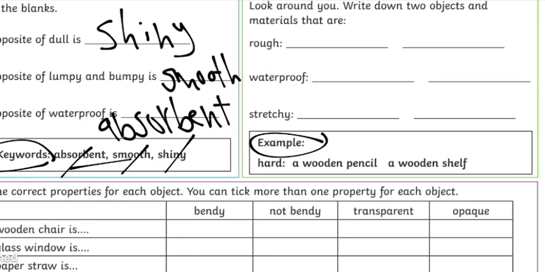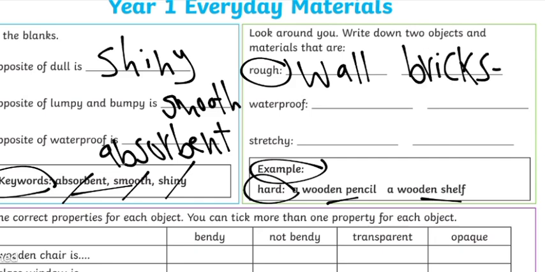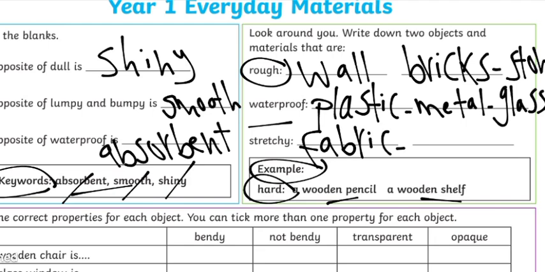Now he is giving examples. This is not the keyword or the option to choose. Examples like hard. He gave me examples like wooden pencil and wooden shelf. Can you give me examples for rough things? Wall, bricks, stone, right? Can you give me waterproof? Plastic, yes, metal, glass. Can you give me stretchy? Rubber band, fabric and rubber band. Yes, that's right.